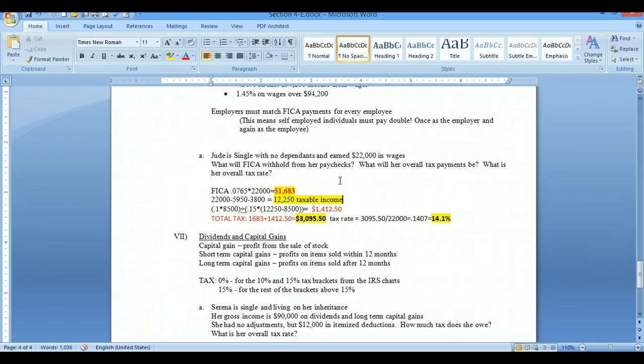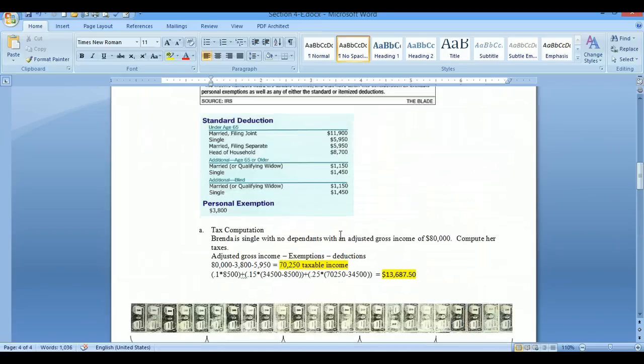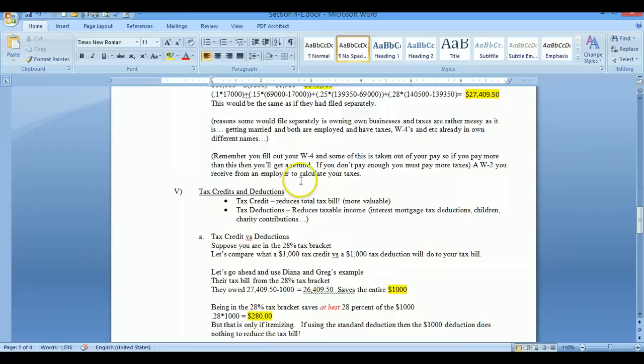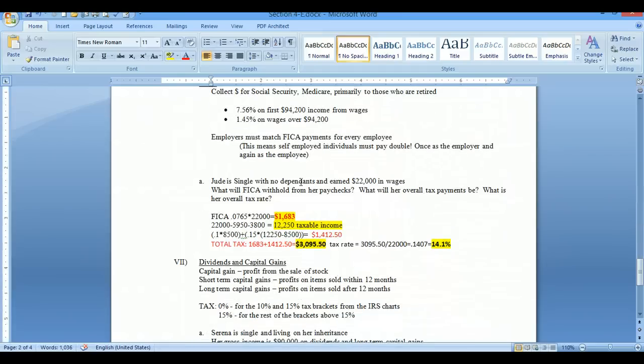Now we need to find her overall tax payments. I remember from a previous example that it's 10% for the first $8,500. It goes up to, I believe, $34,500, but Jude didn't have that much in her taxable income. Her taxable income is $12,250. So I'm going to take the $12,250 and subtract what was taxed in the 10%, which is $8,500, and multiply that by the 15% tax bracket.